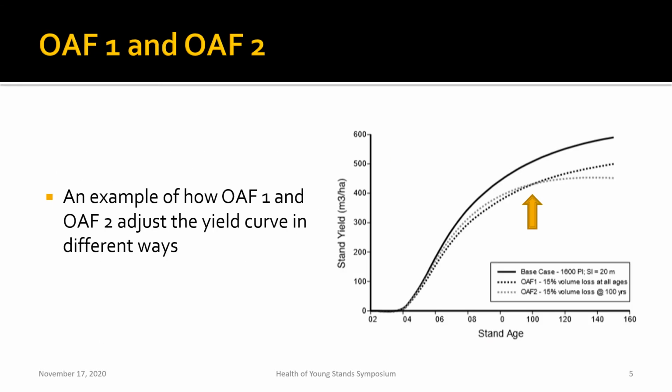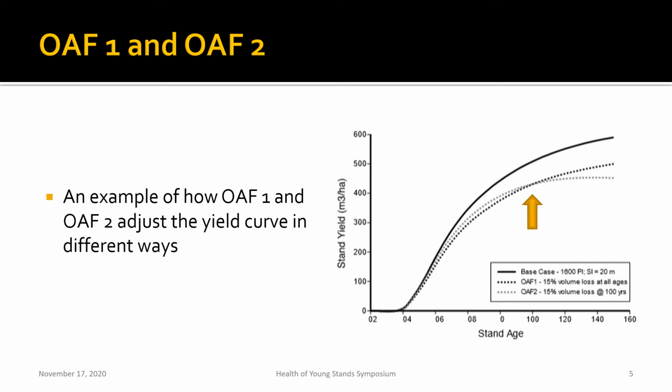Here I provided an example of how the OAF1 and OAF2 adjust the yield curve in differing ways. The graph on the right illustrates, using the dark line, the model's base case scenario. Based on user input, this is the projected yield for the conditions given. The darker dashed line is the OAF1 representation, here set at 15%, and it provides that constant net down to the yield curve over the entire curve.